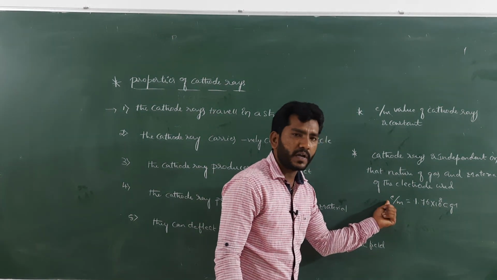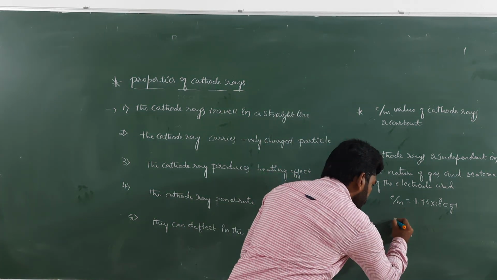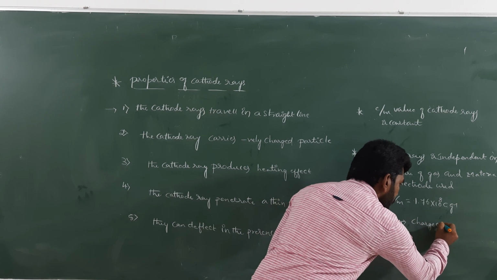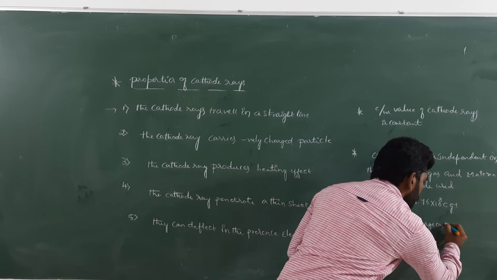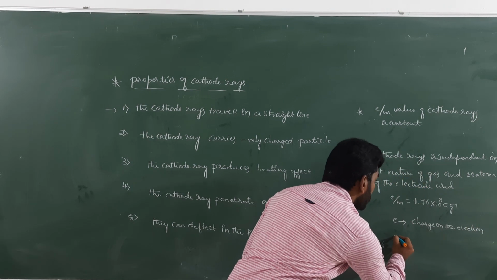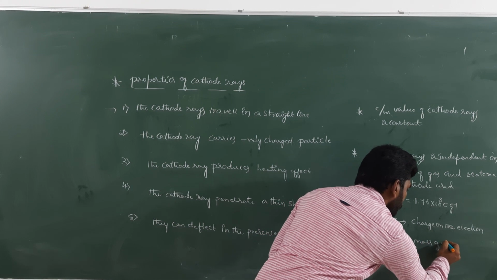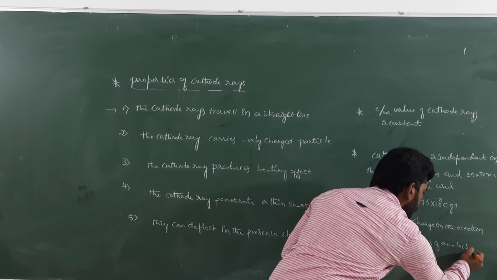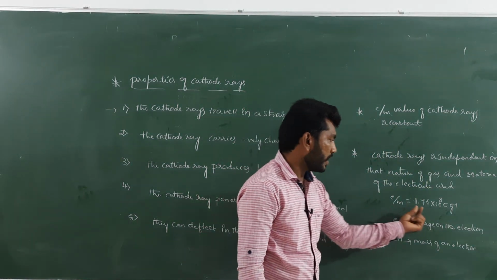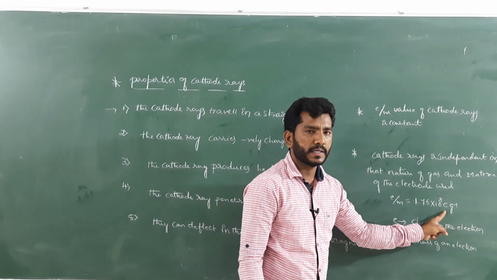Here e stands for the charge on the electron, and m is the mass of an electron. So their ratio we get is 1.76 × 10^8 coulomb per gram.